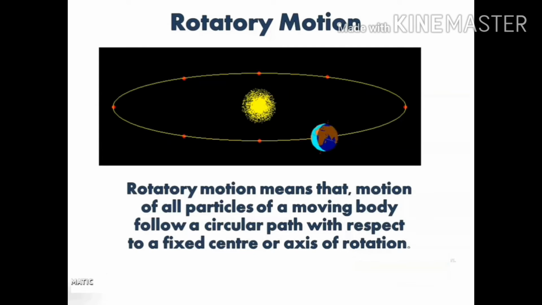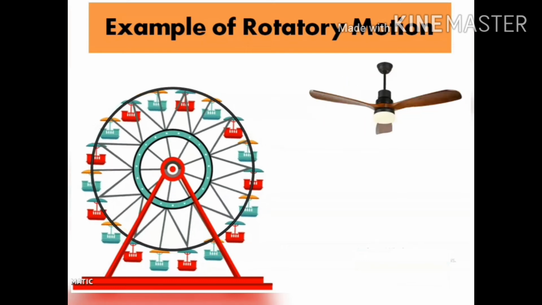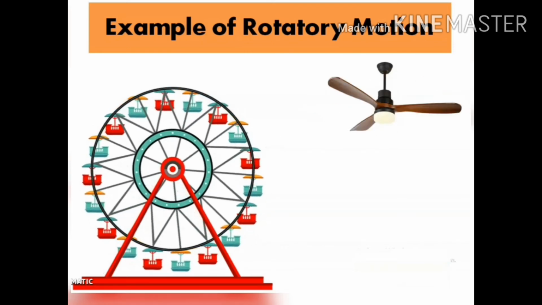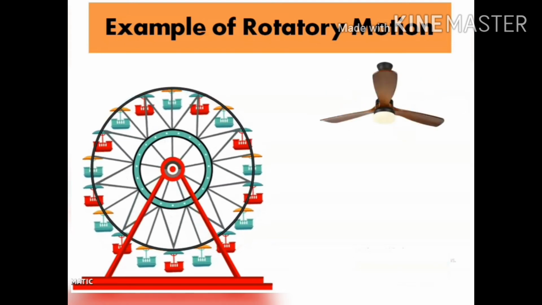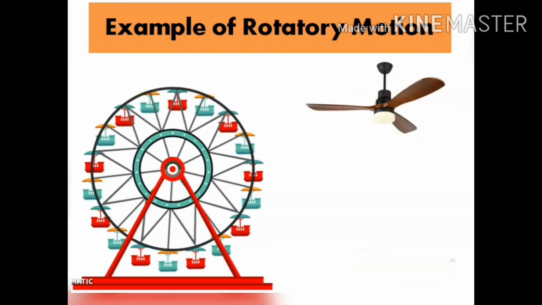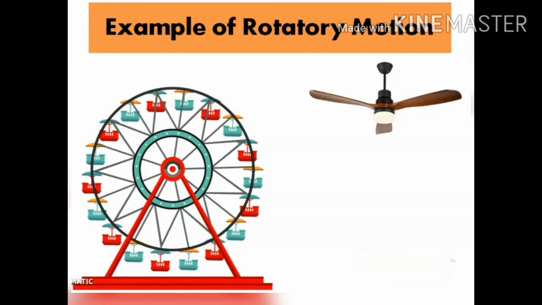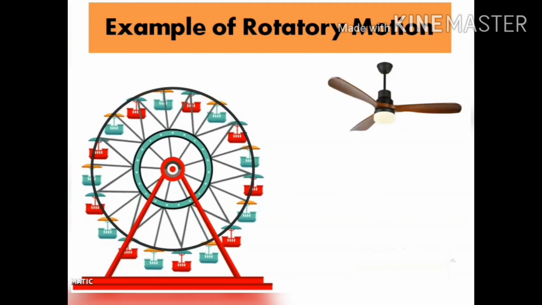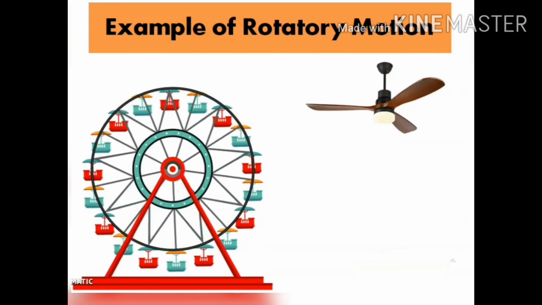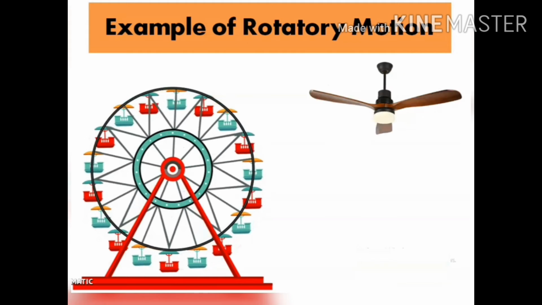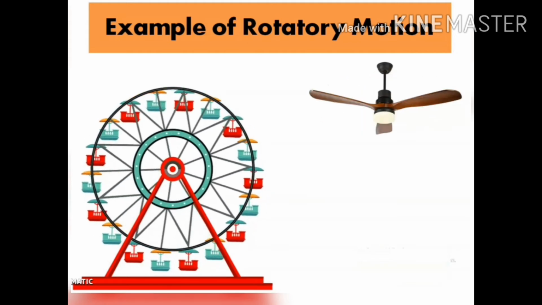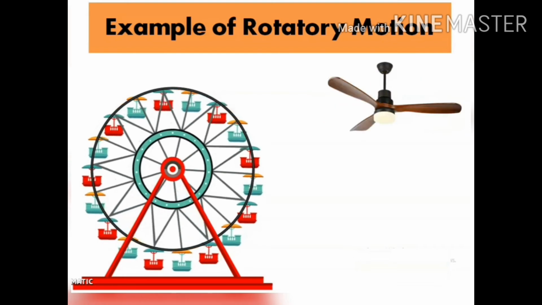Next, rotatory motion. Rotatory motion means that the motion of all particles of a moving body follows a circular path with respect to a fixed center or axis of rotation. Example, motion of earth around the sun. Some more examples. Observe the motion of blades of a ceiling fan. Here we observe that the position of the fan is not changed. Only the blades of the fan are changing their position continuously and moving in a circular path around a fixed point. The imaginary line passing through this fixed point is called the axis of rotation. This type of motion is called rotatory motion.